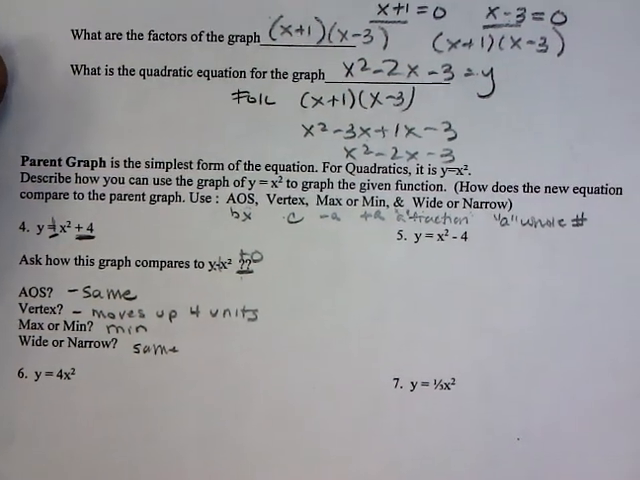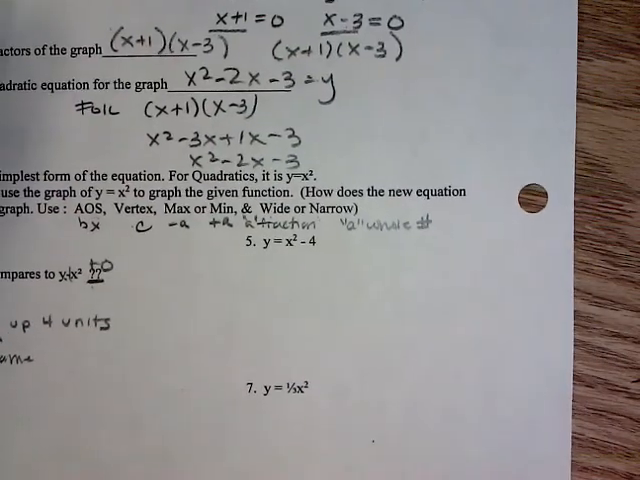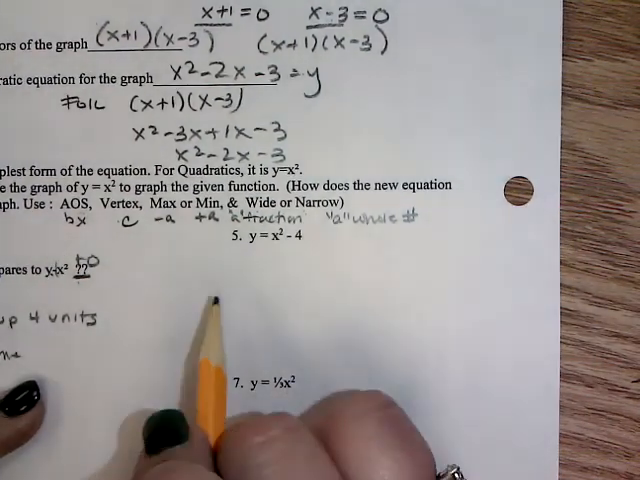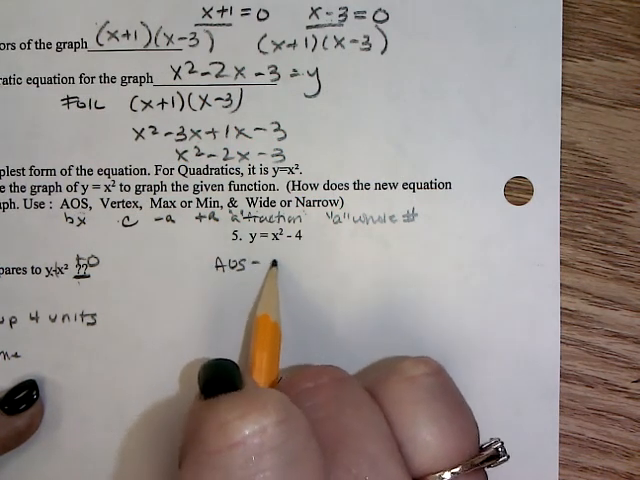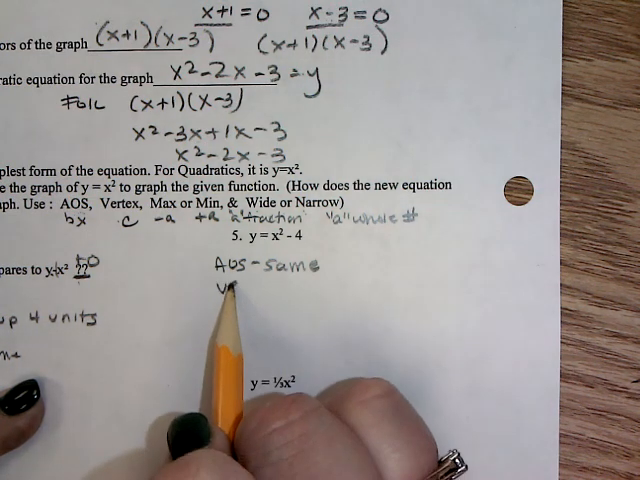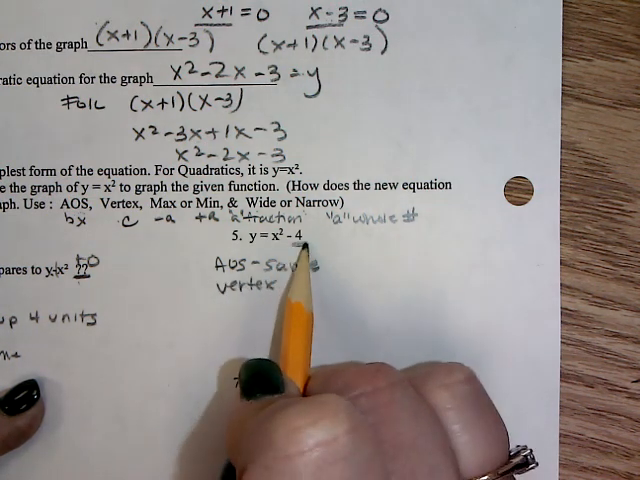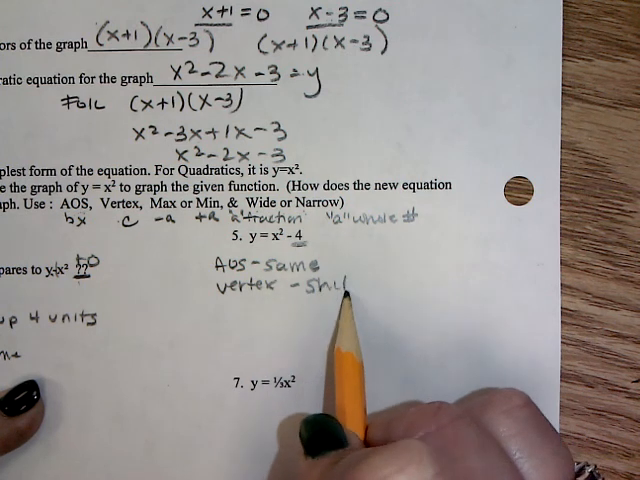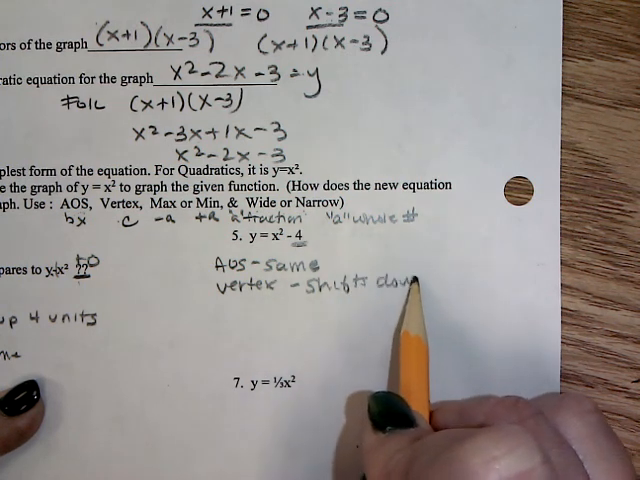On the second part of your homework in the workbook, it's going to go over these same things. So let's look at number 5. All right, so what do we know? Our axis of symmetry is the same. There's no middle term. There's no bx in that equation. My vertex has to do with what's going on here, so it shifts down 4 units.